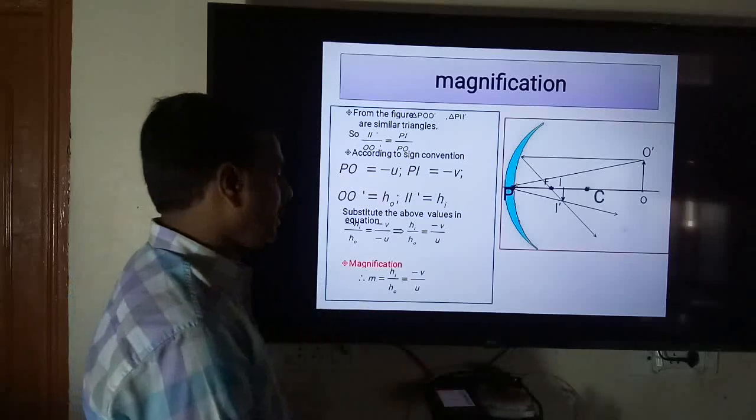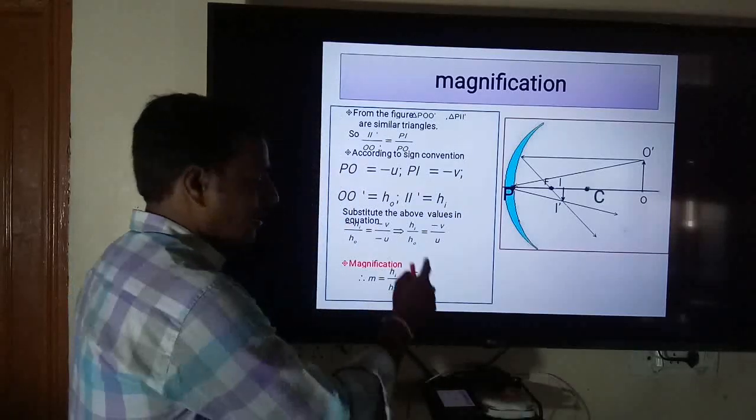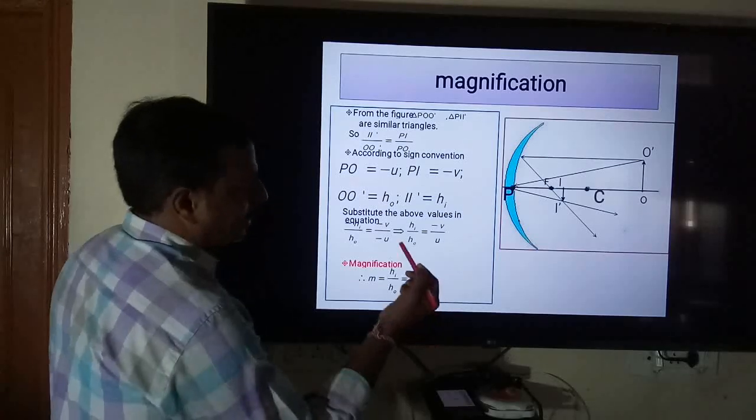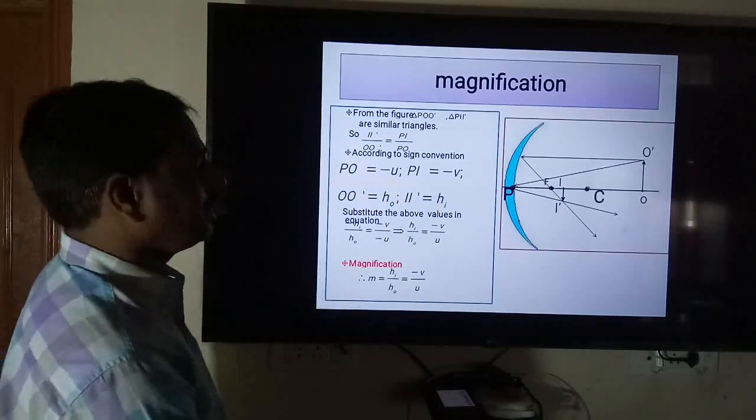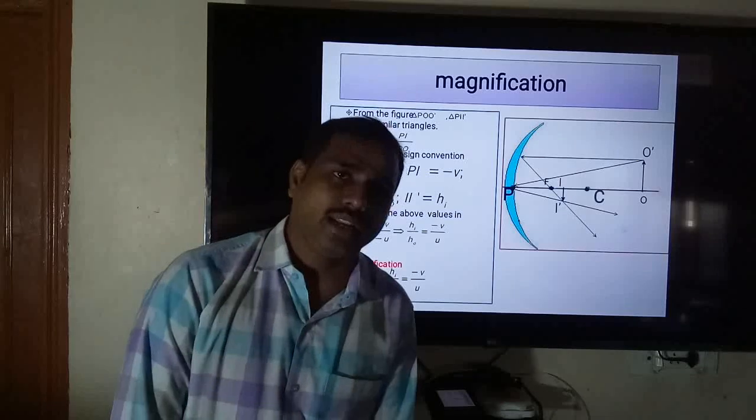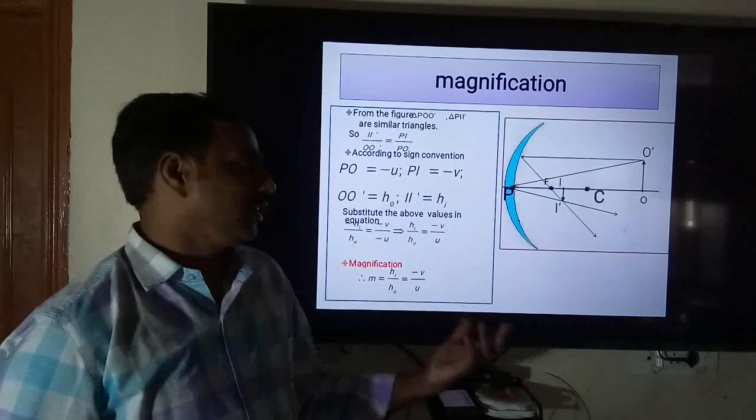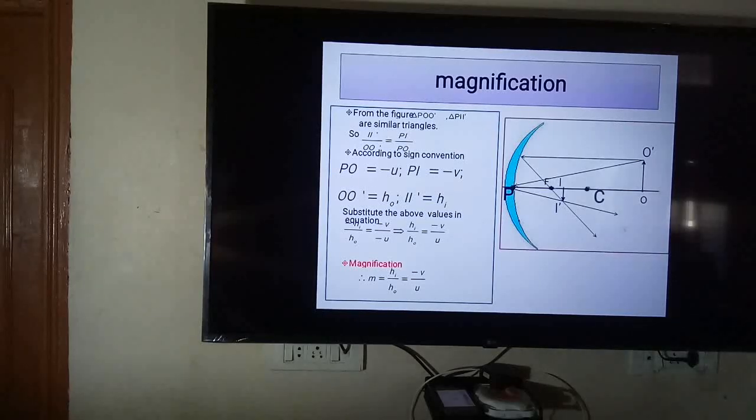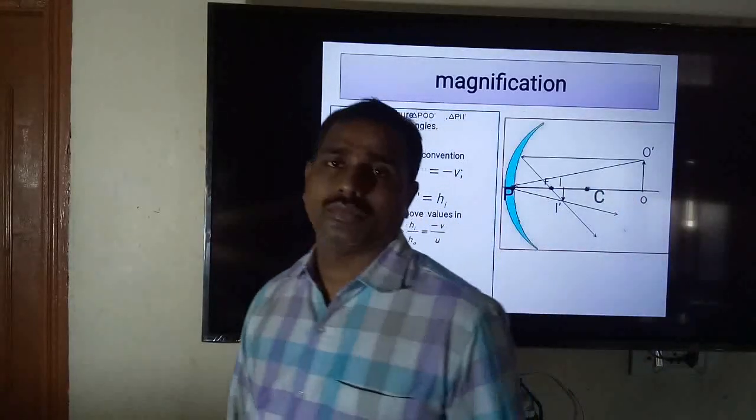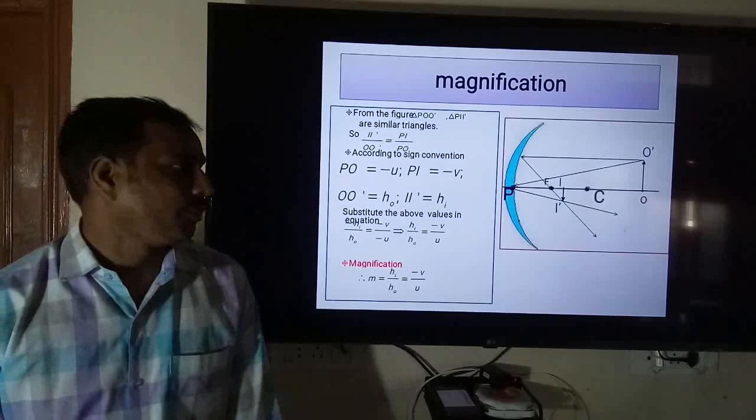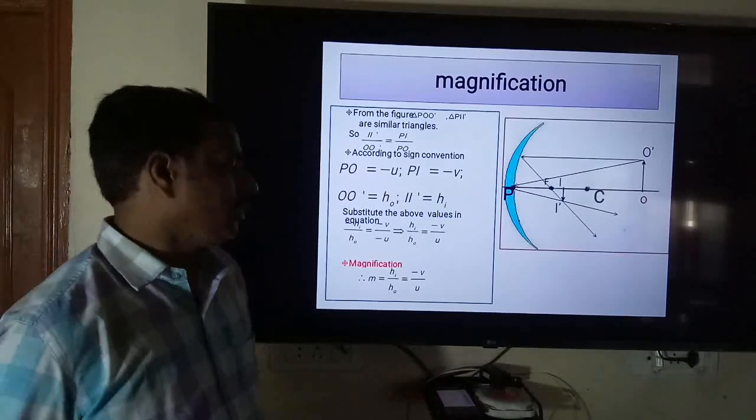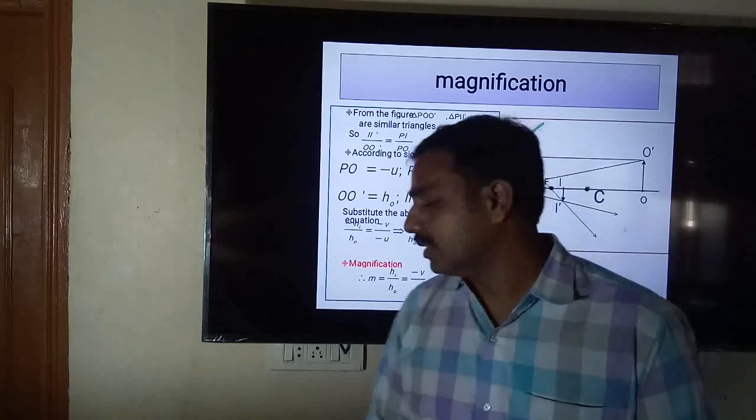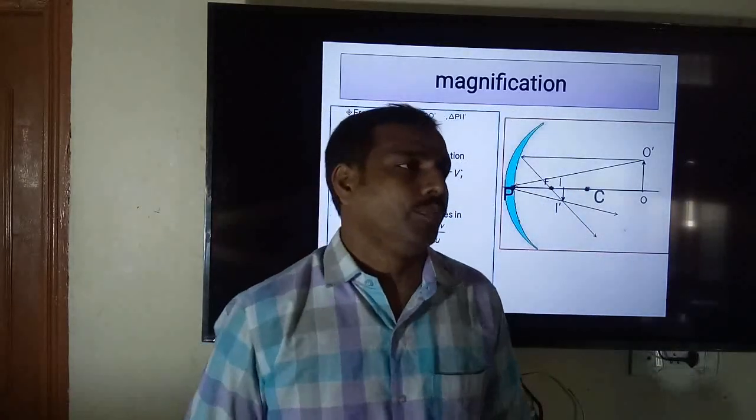This is the required equation, and it gives the relation between the height of the image, the height of the object, the image distance and the object distance. By using this formula, we can find the magnification of a given image in calculations. Yes, this is the magnification we already learned. What is magnification? It equals hi by ho equals minus v by u.